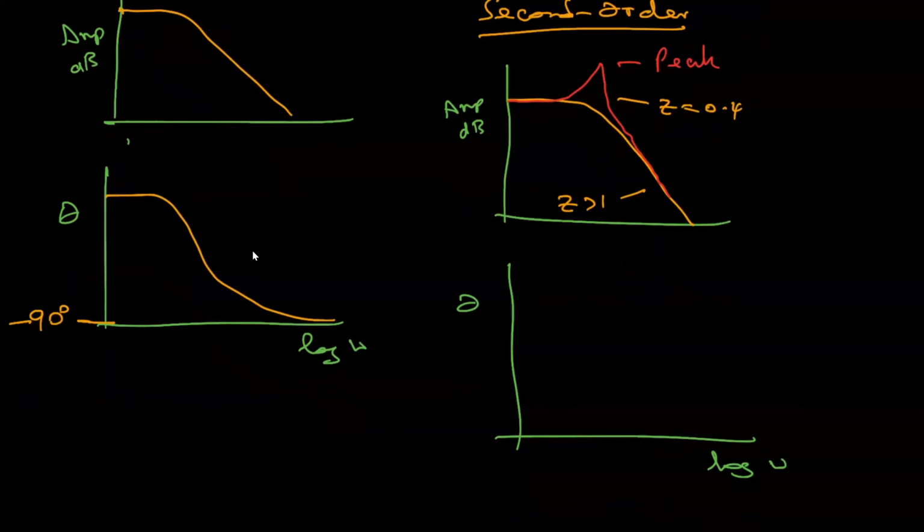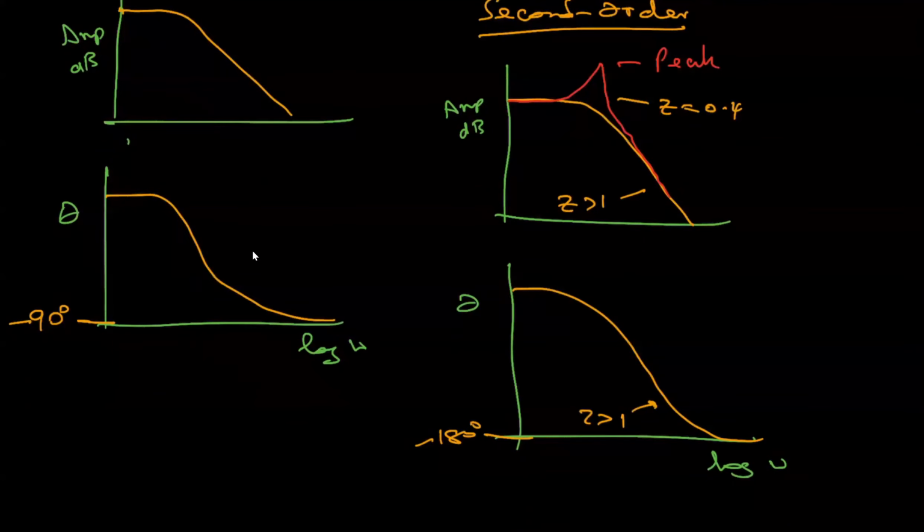For the phase plot, not as interesting. For first order, it looks like that. If zeta is greater than 1, it'll look like that. But unlike the first order one, this will drop to minus 180 degrees. Now, if zeta is less than 1, all that happens is it becomes a bit steeper and does that. So this is the case when zeta, let's say, is 0.4. So these are the two cases.